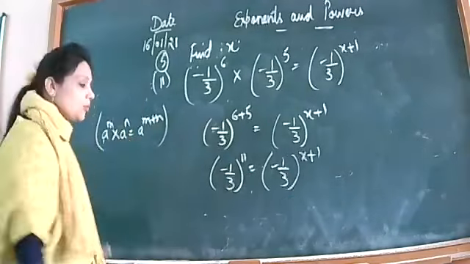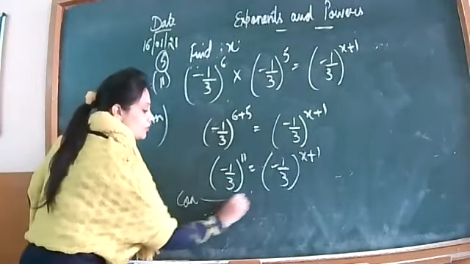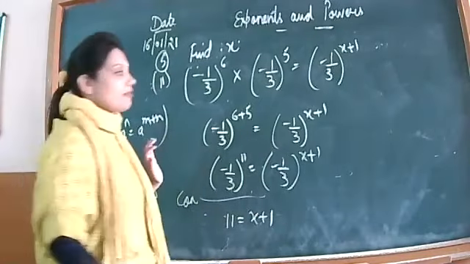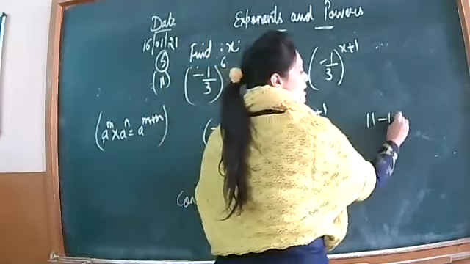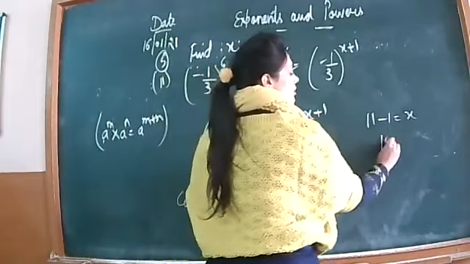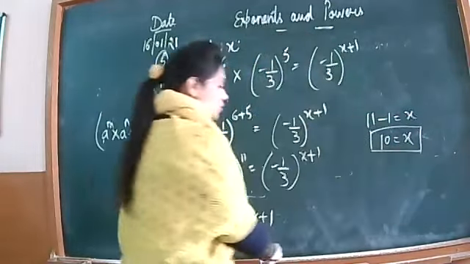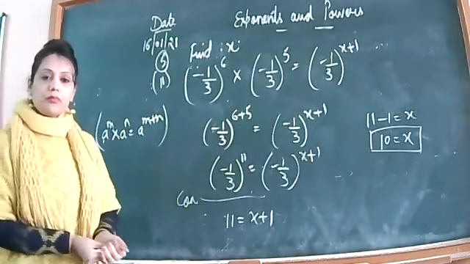So again comparing both sides, 11 is equal to x plus 1. So 11 minus 1 is 10 is equal to x. So the value of x is equal to 10.